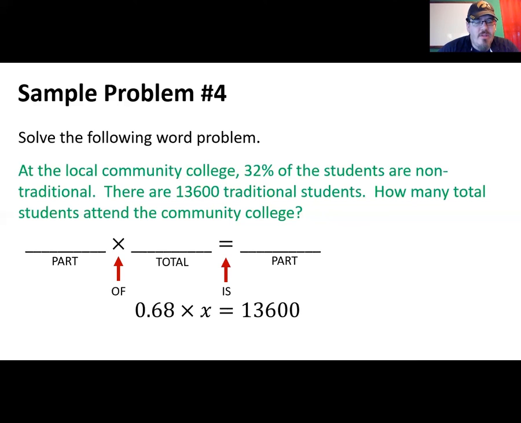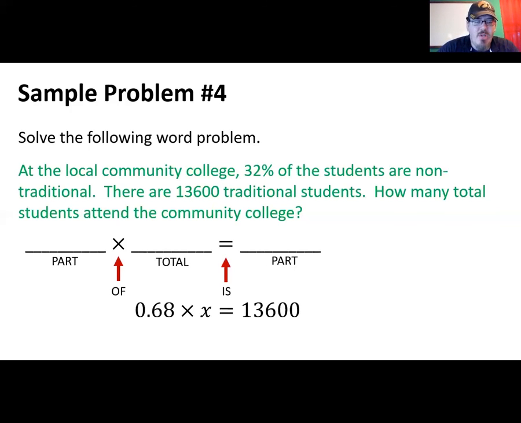So in this situation, I'm going to set up the equation where I'm going to use 68% or 0.68. The reason I've used 68% is because 68% matches up with the traditional students. It matches up with that group. 32% were non-traditional, so 68% must be traditional students. And the reason I picked that is because the other number given in the problem had to do with traditional students, the 13,600. Again, the key thing is those two parts of the of-is statement should reference the same thing, should have the same label attached to them.